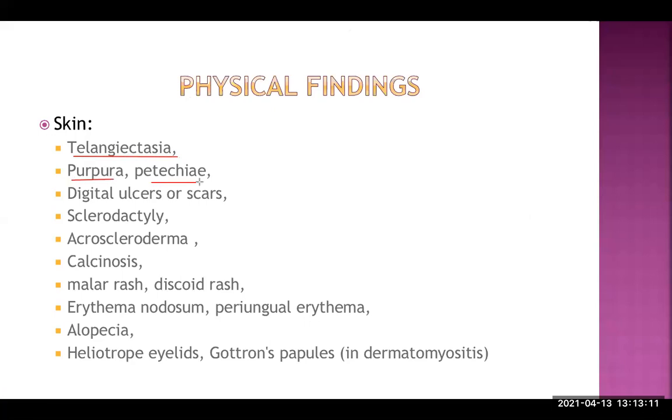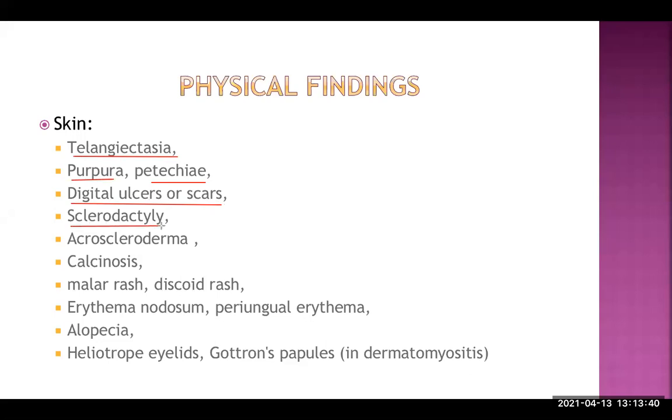Purpura and petechiae may be present as a physical finding. These are skin bleeding. Digital ulcers or scars may be quite common. These are because of ischemia. Remember Raynaud phenomenon: there is spasm of the blood vessels which take blood to the digits or fingers. So towards the tip of the finger, there may be slight ulceration or scar formation because of that.